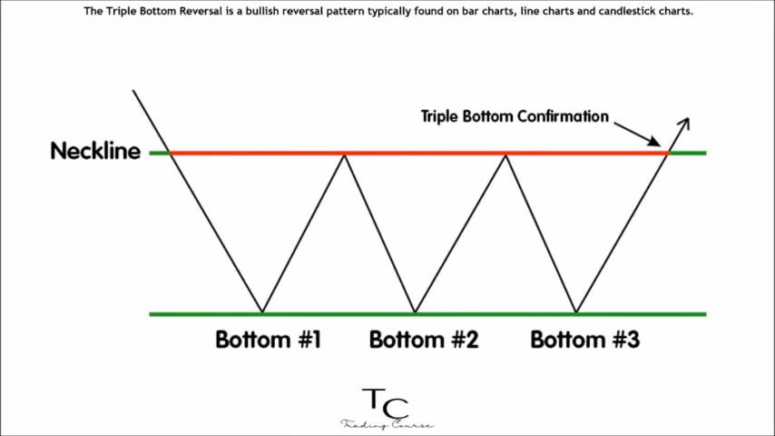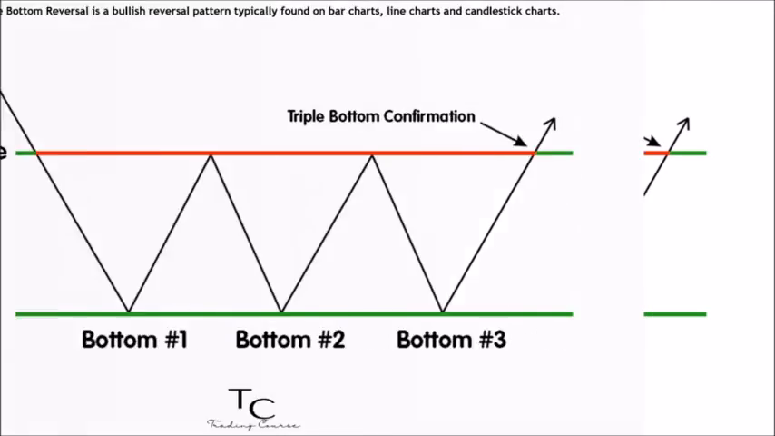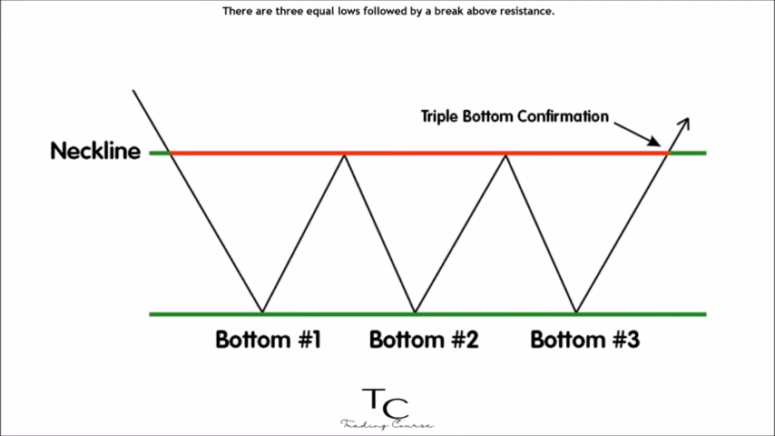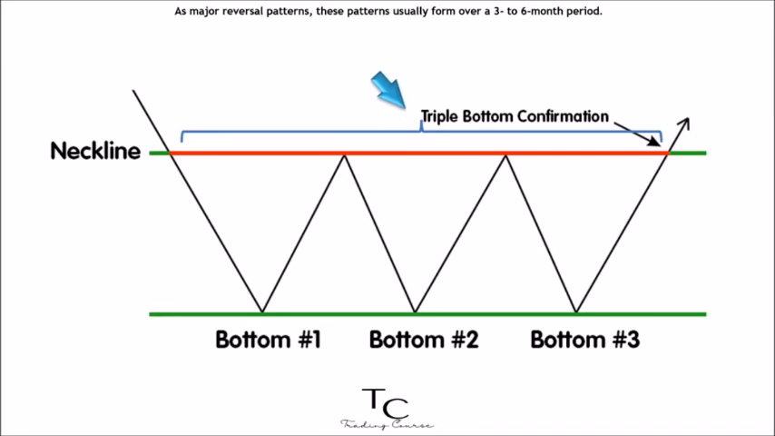The triple bottom reversal is a bullish reversal pattern typically found on bar charts, line charts, and candlestick charts. There are 3 equal lows followed by a break above resistance. As major reversal patterns, these patterns usually form over a 3 to 6 month period.